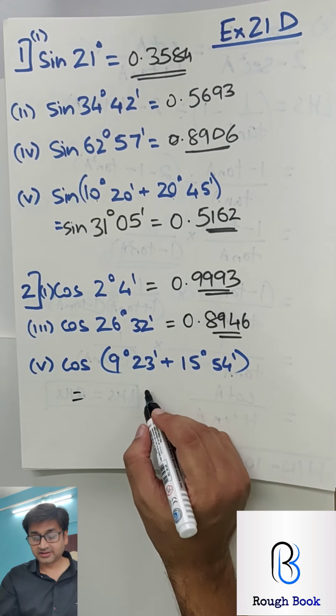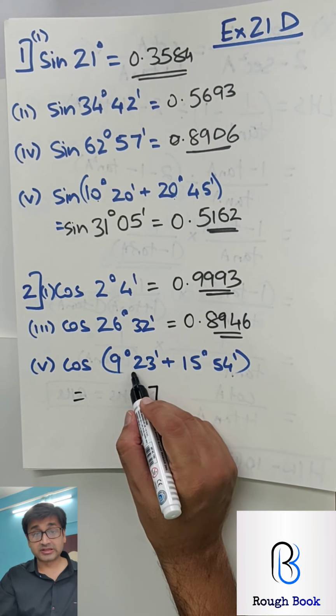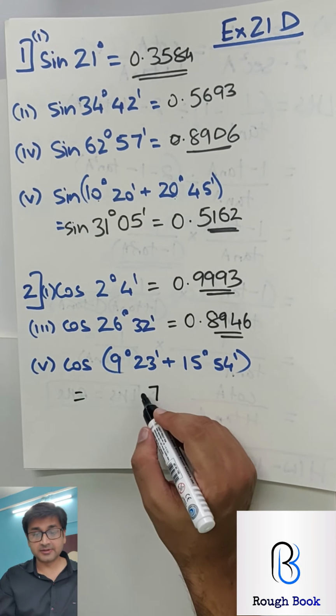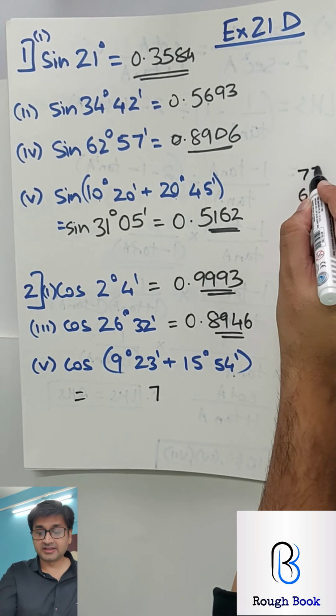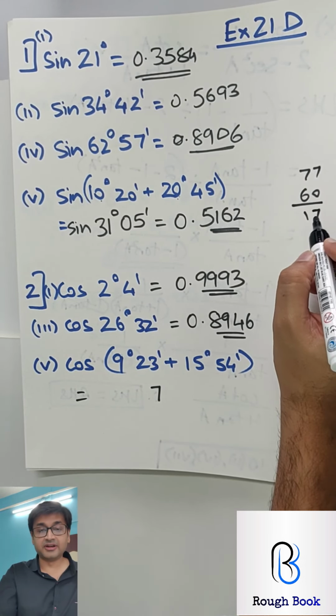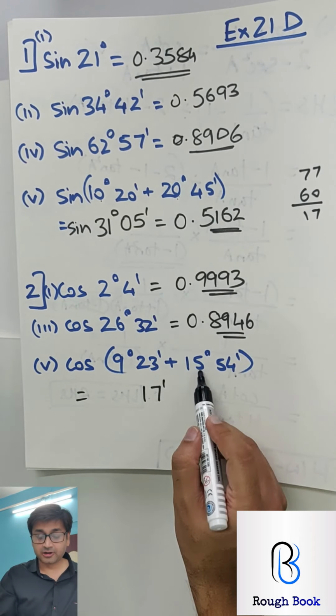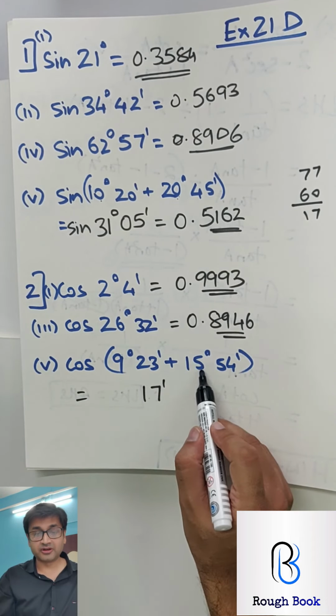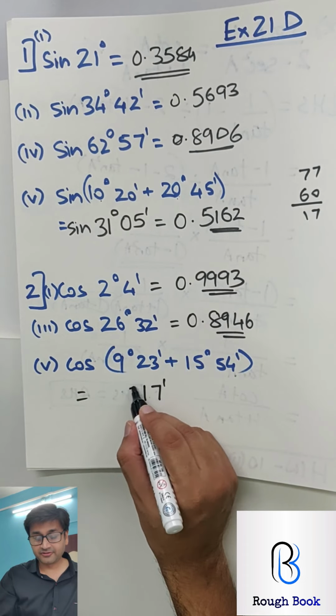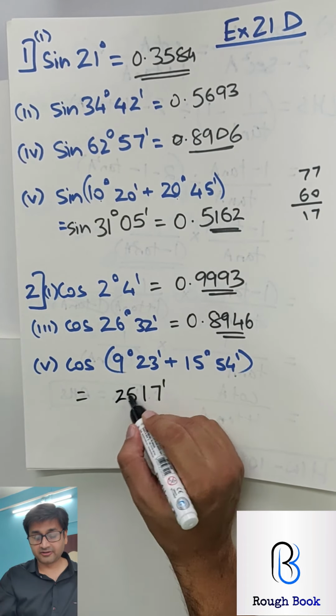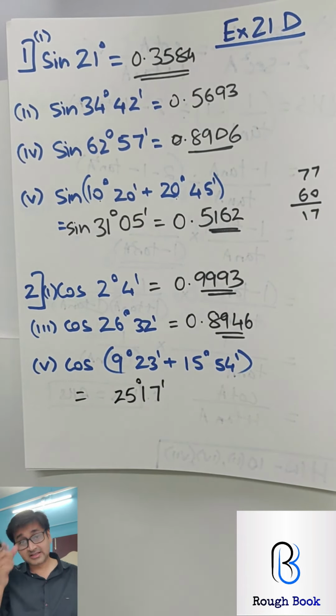Okay, 4 plus 3 is 7, 5 plus 2, 7. 7 means 60 and this is 77 now. So the difference is 17. So write here 17 minutes and that 1 hour is added to the previous one. So 9 plus 5, 14 plus 1, 15. 1 carried, so 25. So it will be 25 degrees, 17 minutes.